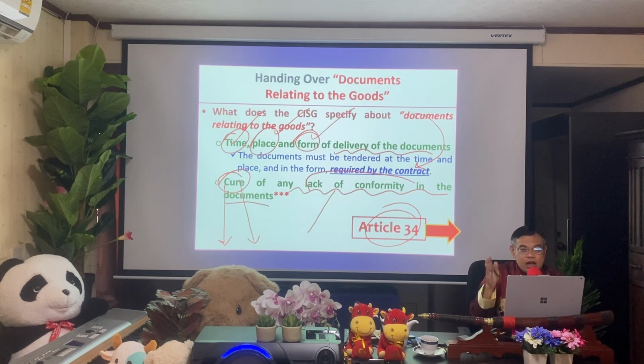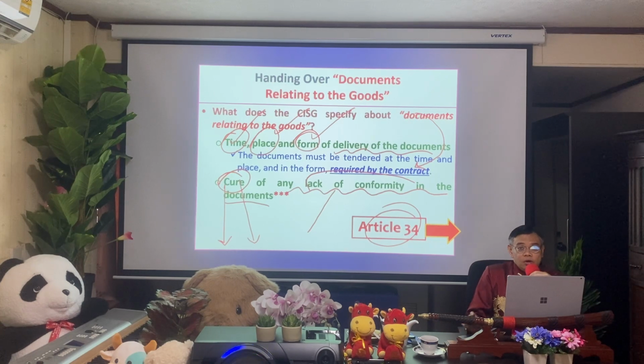Normally, when the CISG talks about termination of the contract, it uses the word avoidance. To terminate the contract is to avoid the contract. When the CISG uses the words avoid the contract, that is to terminate the contract. You will not see the word termination of the contract in the CISG, simply because the CISG uses the word to avoid the contract.